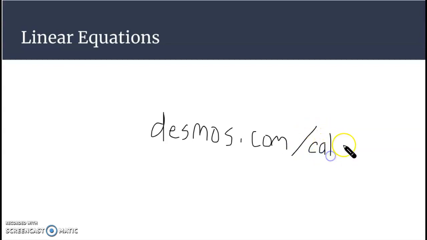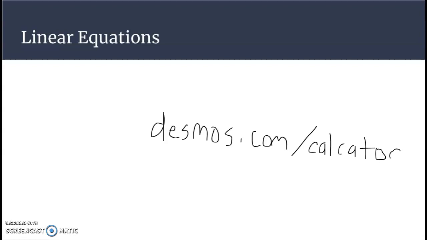Now it says calculator, however it goes right to the graphing calculator. Desmos has a scientific calculator and some other useful tools too, but that's what we're going to be using to help us illustrate the examples. We'll be working out examples by hand, but then we can switch over to desmos.com to see the graphs and see exactly how they work.